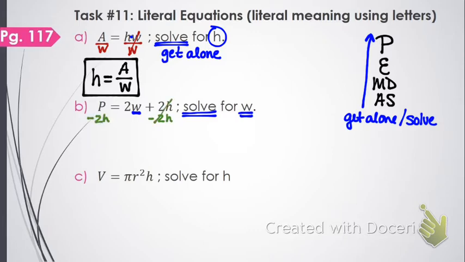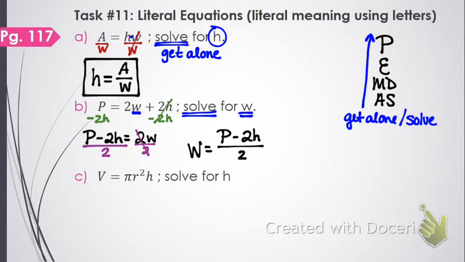and then we can divide by 2. So I would have p minus 2h equals 2w. I divide by 2 here. What do I divide the other side? Like which piece do I divide by 2? Do I divide the p by 2? Everything. The entire side. Not just one term or one part. We do it to everything. So w is equal to p minus 2h over 2.